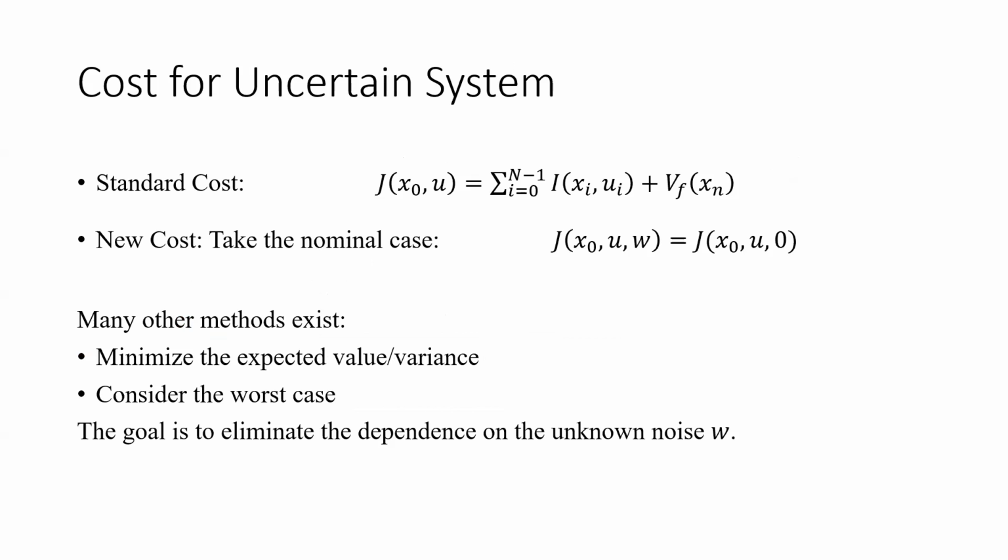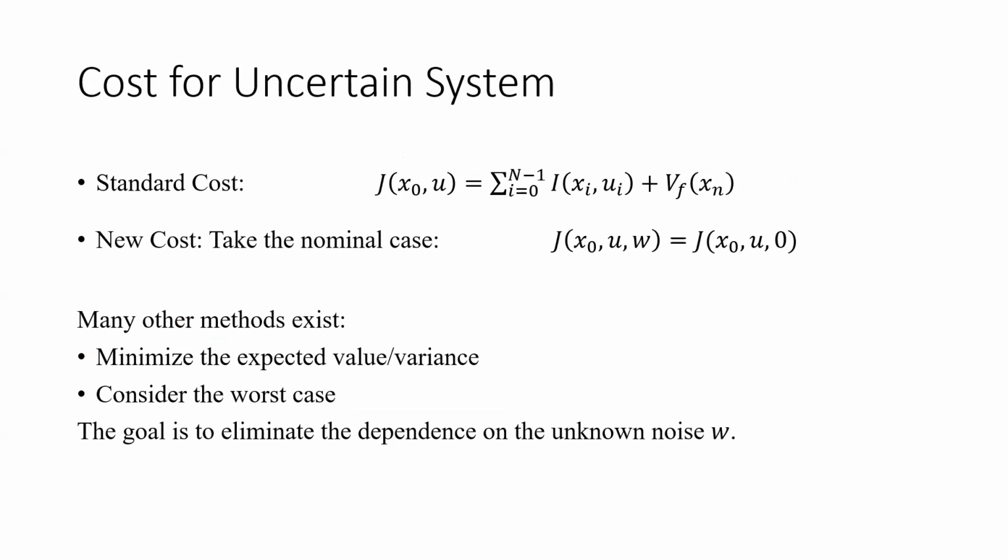And to begin with, I want to talk about how we construct the cost function for the uncertain system. As you can see, the first line here is the standard cost. I'm sorry for the notation, they are not quite consistent. This is the step cost Q. This is the ultimate cost, the terminal cost P. So they're just different notations.